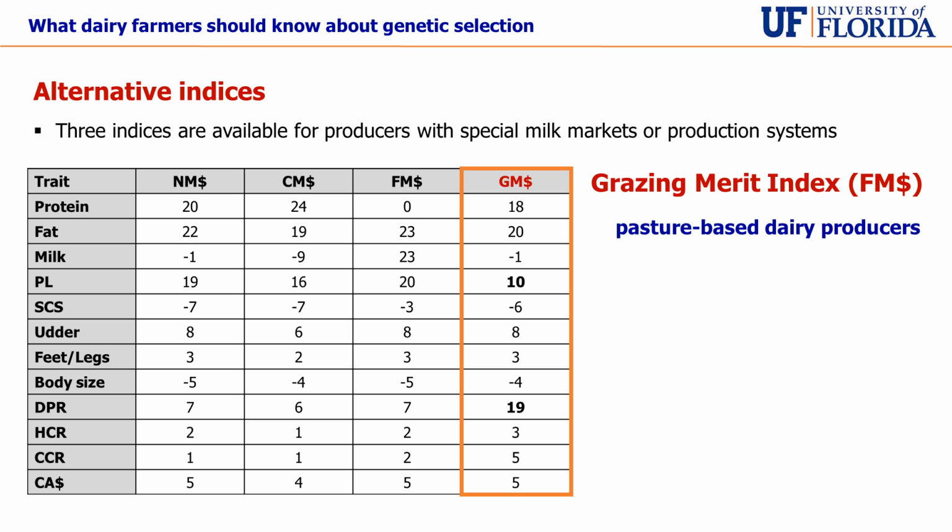So, it's important to say that although these four indices are somewhat different, if you calculate the correlation among these indices, they are highly correlated. So in some way, they are ranking the animals in a very similar way.